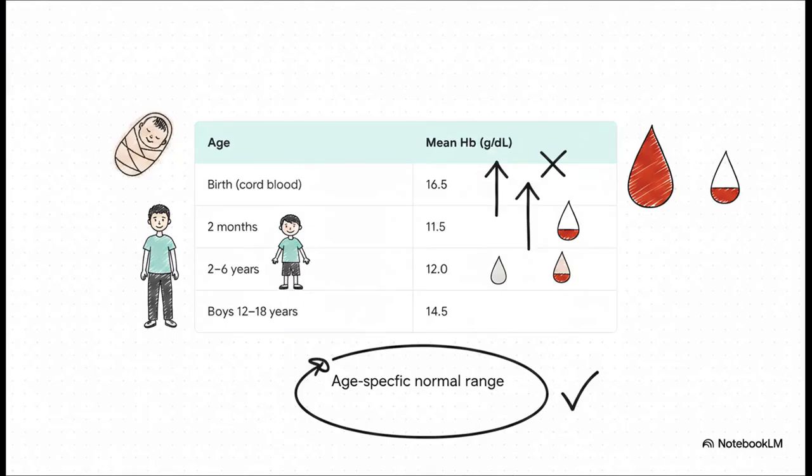And just take a look at how much these values can change. It's pretty dramatic. A newborn starts out with a mean hemoglobin around 16.5, but by the time a child is, say, 4 years old, the average has dropped to 12.0. You see? If you tried to use one single cutoff, you'd be making mistakes all the time. So your first job, always, is to compare the patient's lab value to the normal range for their specific age.